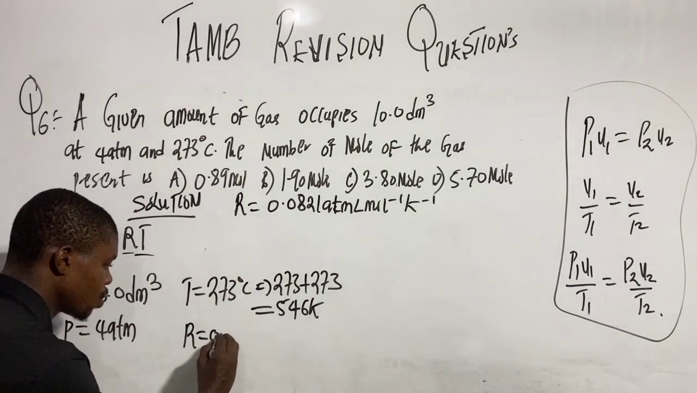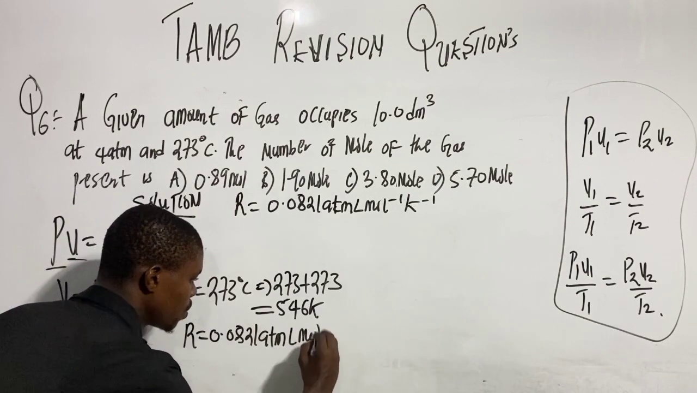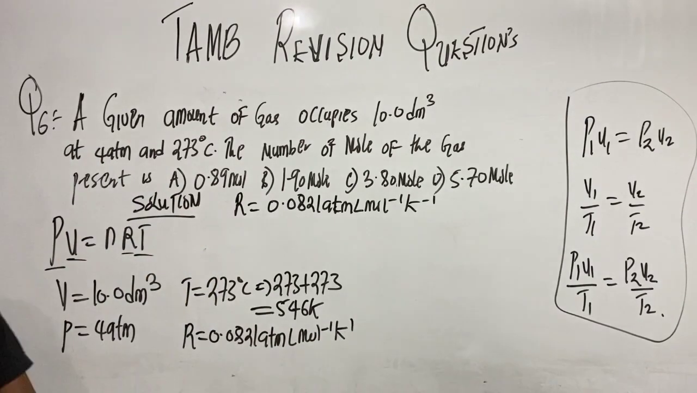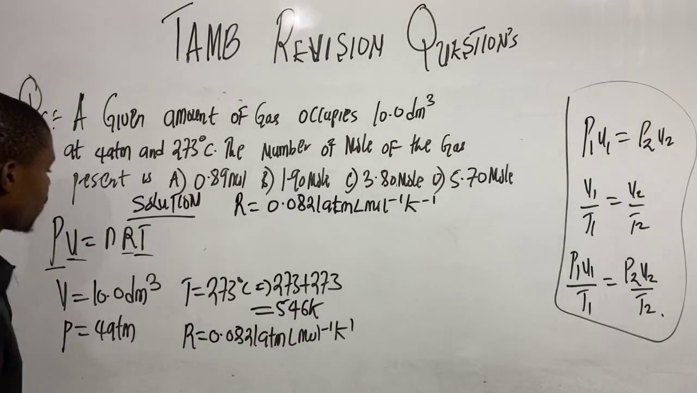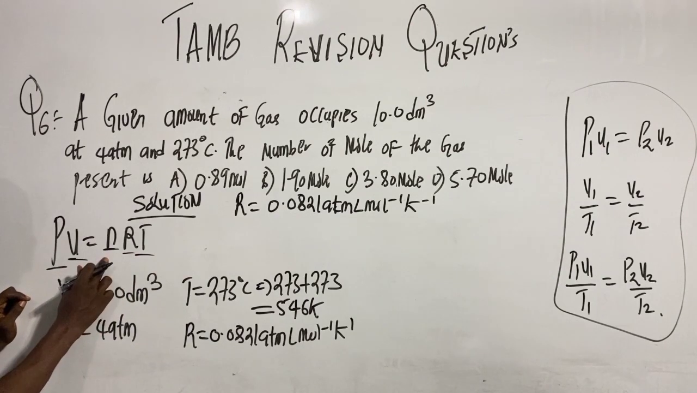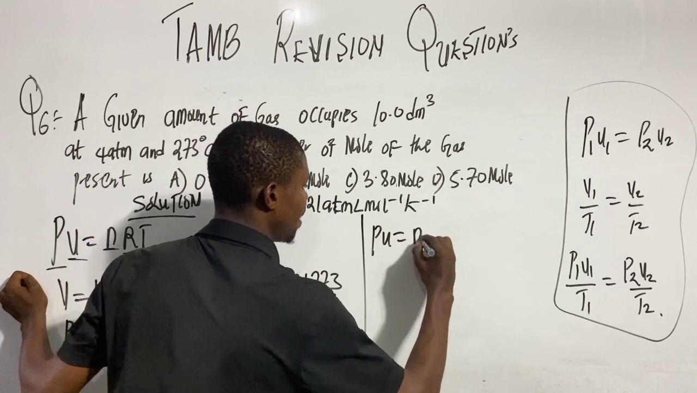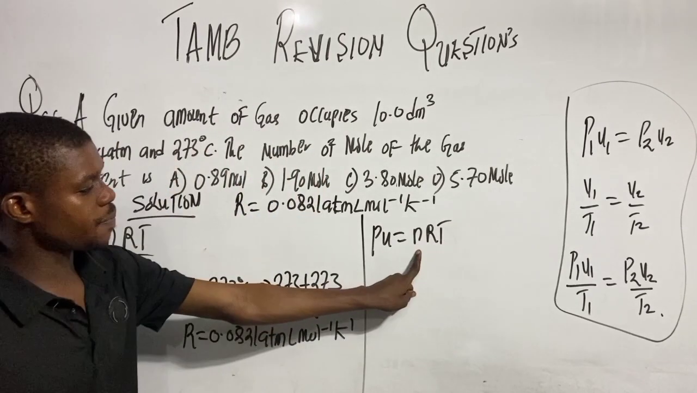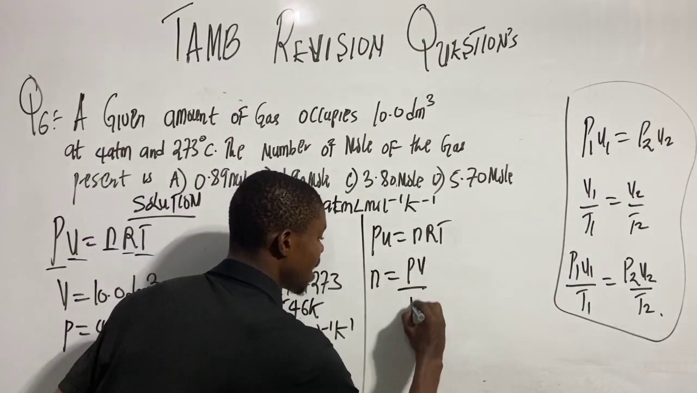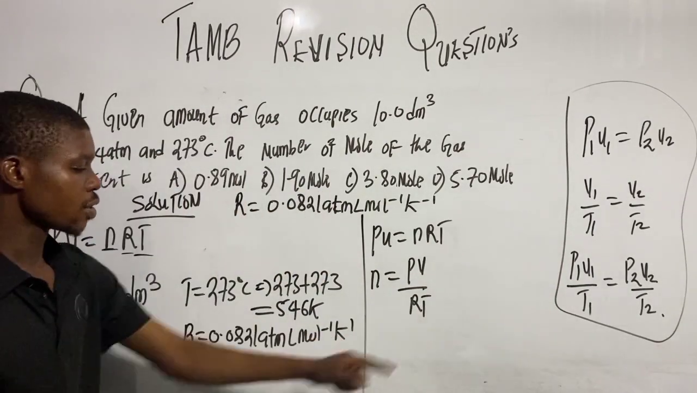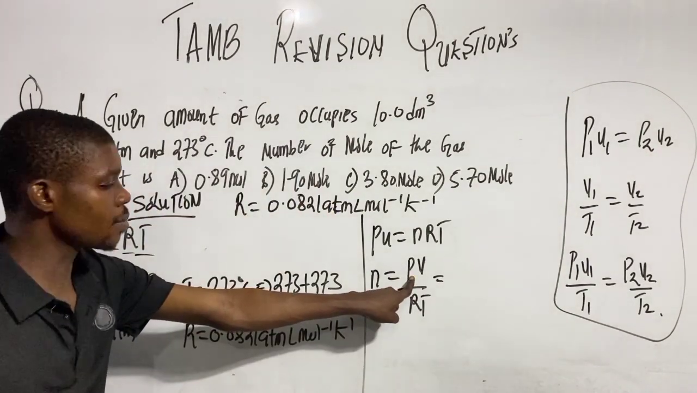Now the units here will remain dm cube and atm. The next thing I want to do is to find my gas constant, which is 0.0821 atm liter per mole per Kelvin. Now what am I looking for? I'm looking for moles. This n means the number of moles. Because I'm looking for moles, in PV equals nRT, if I make n the subject of the formula, my n is going to be PV over RT, right?